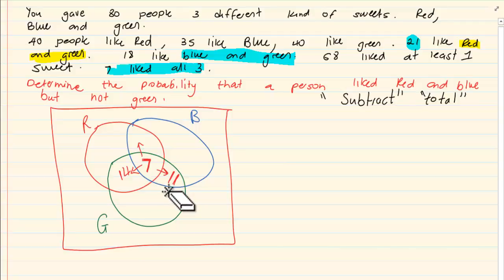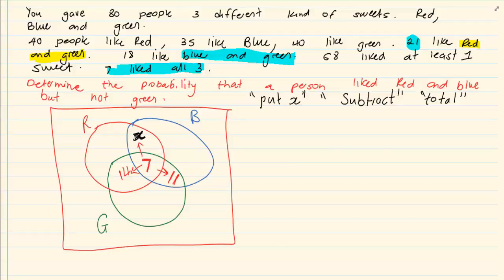Now read nicely. They give me 40 red, they give me 35 blue, 40 green. Then we've done the 21 red and green, we've done the 18 blue and red. Then they say 68 likes at least one sweet. But they don't discuss red and blue. Now when they are not discussing it, they are intentionally avoiding it. So the third thing you need to learn is put an X. Put an X in the place that you can't figure out. Put an X where you are unsure and you don't know.